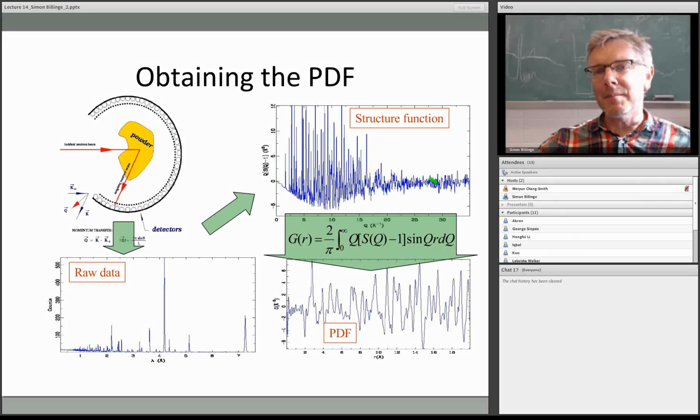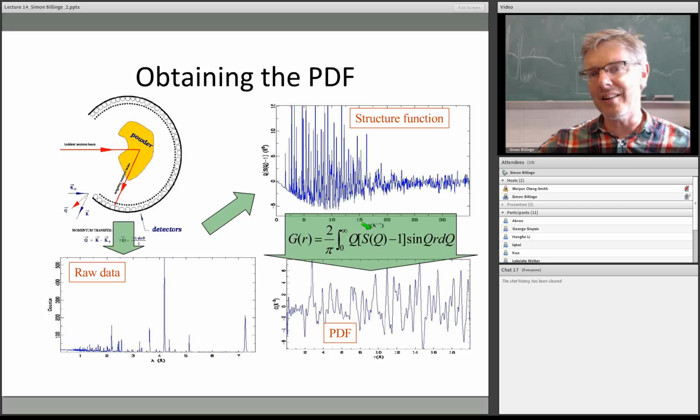What we do is we take the data, we divide by the atomic form factor, we normalize it, and we multiply by Q to get this kernel. You can see that this is actually a sine Fourier transform. We have a kernel here, Q times S of Q minus 1, and then we have sine QR dQ, with a factor of 2 over pi, and we get G of R. So what we're doing is sampling the data with sine waves, and then integrating those sampled data, and we get this G of R.